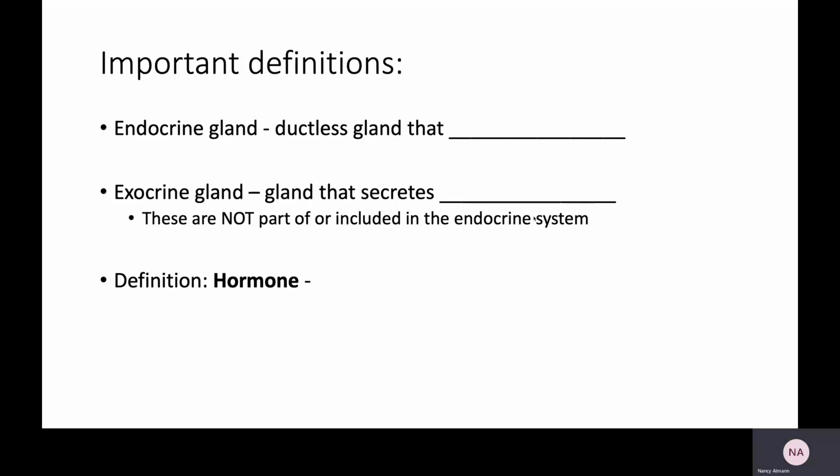Let's define the term hormone. And I would memorize this if I were you. A hormone is a chemical messenger secreted by an endocrine gland, which travels around the body through the circulatory system until it reaches its target cell. I would know that definition if I were you.